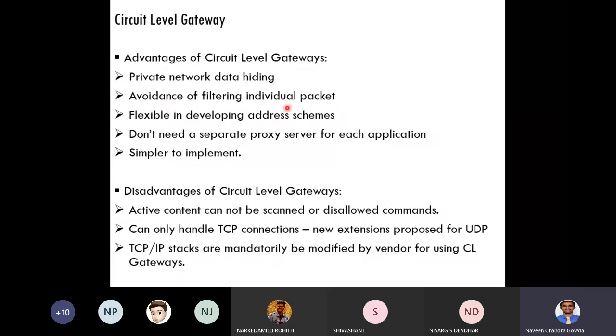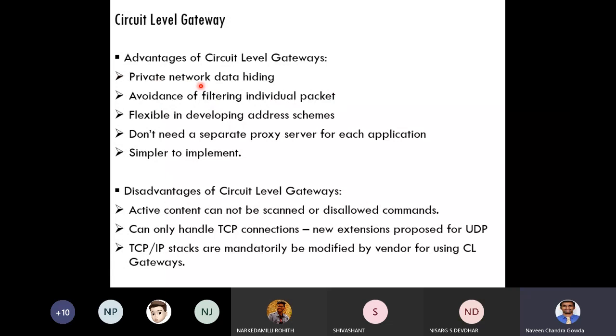Then, obviously, private network data hiding. In what sense is it private network data hiding? Based on the session, whatever application is initialized, whatever data is being exchanged will be grouped together and hidden. So it will not be visible, because you will not be dealing with each and every individual piece of that data. You will be dealing with it as a whole. That's private network data hiding.